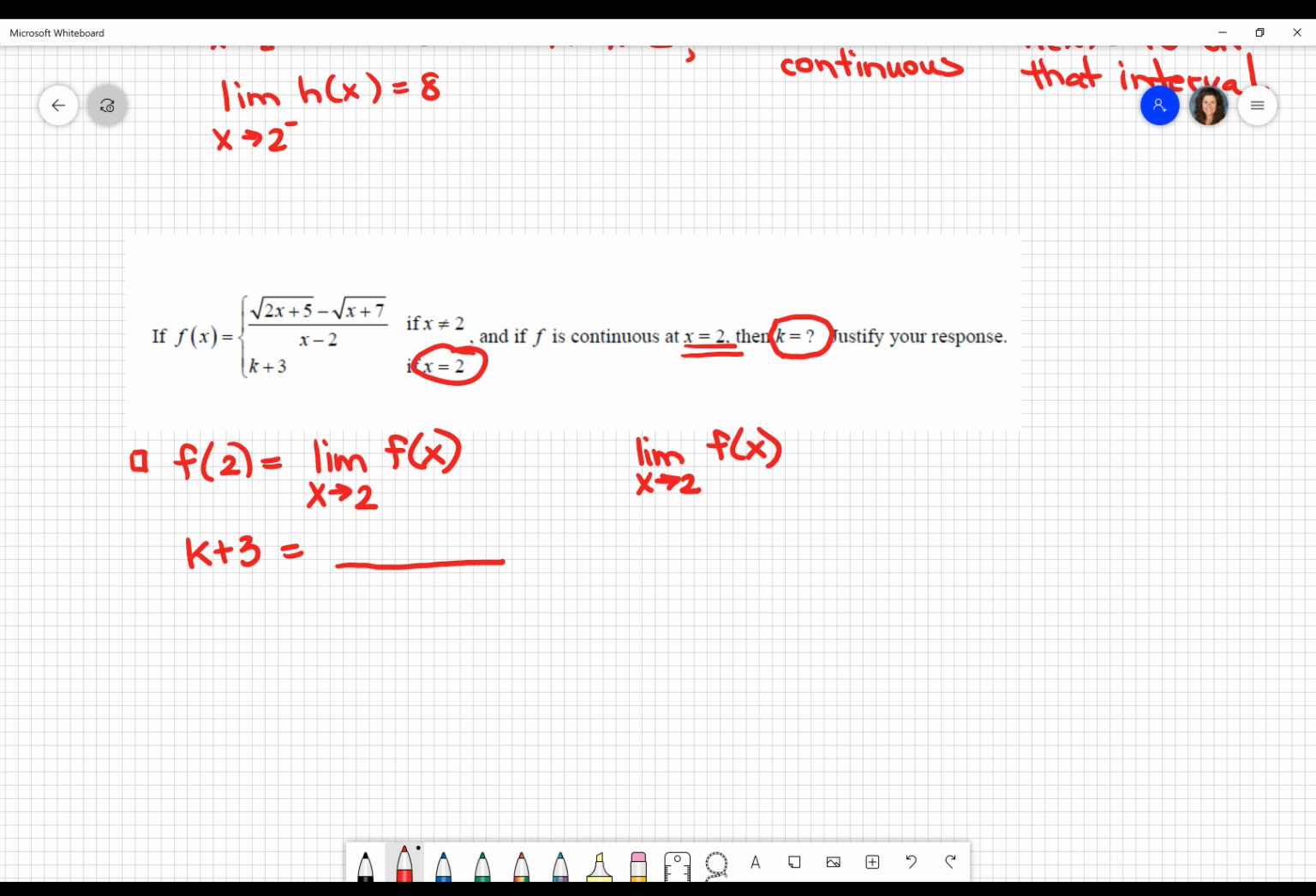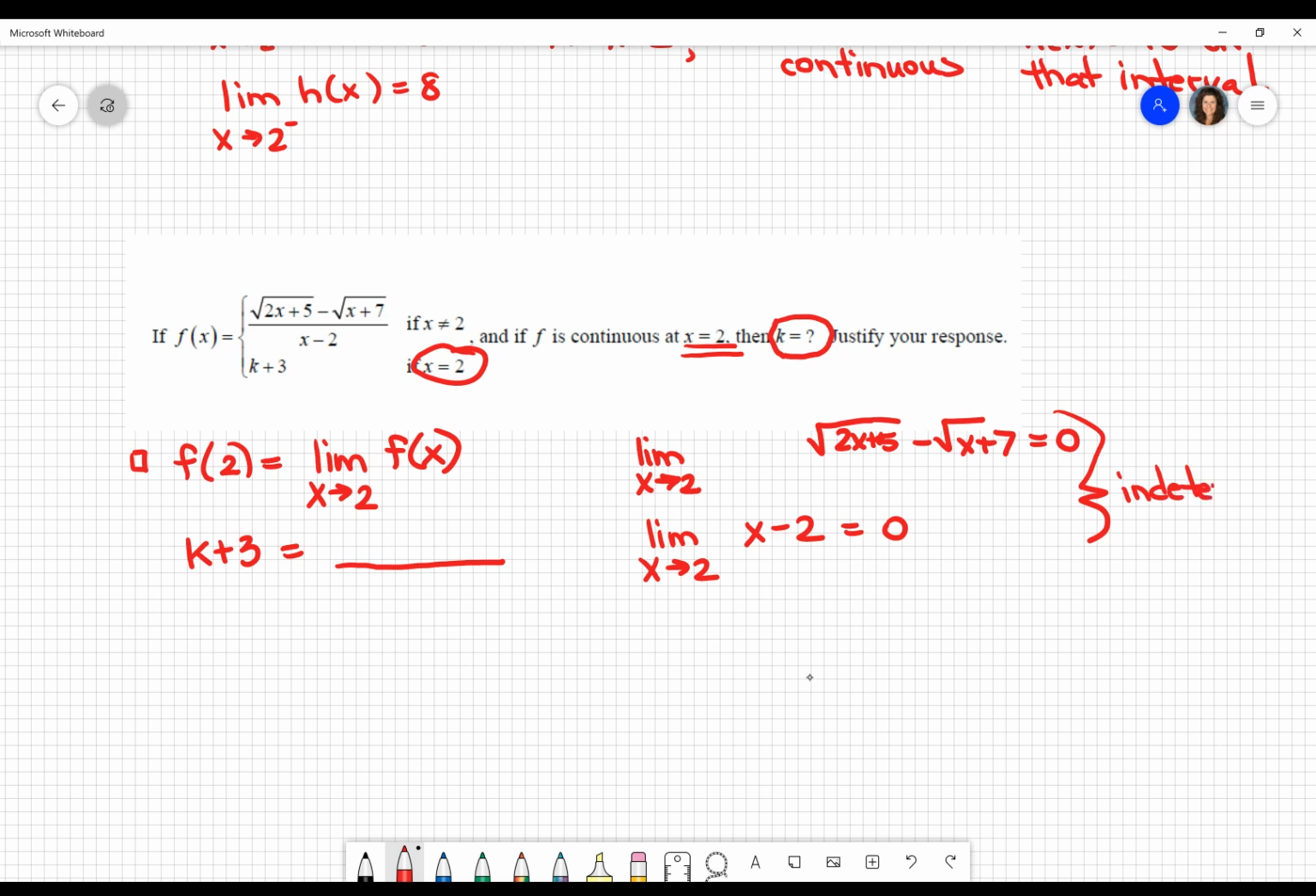So if I investigate this, the numerator is going to be the square root of 2x plus 5, minus the square root of x plus 7, which when I do that, 2 times 2 is 4, 4 plus 5 is 9, square root of 9 is 3. I actually get 3 minus 3, so I get 0. And then when I look at the denominator, oh no, x minus 2, I'm sorry you guys. X minus 2. 2 minus 2 is 0. So we notice then that we have the indeterminate form.